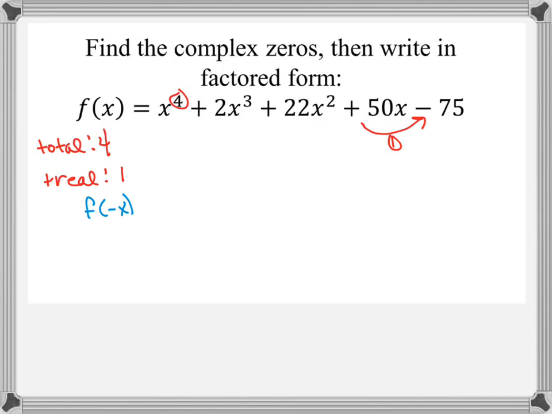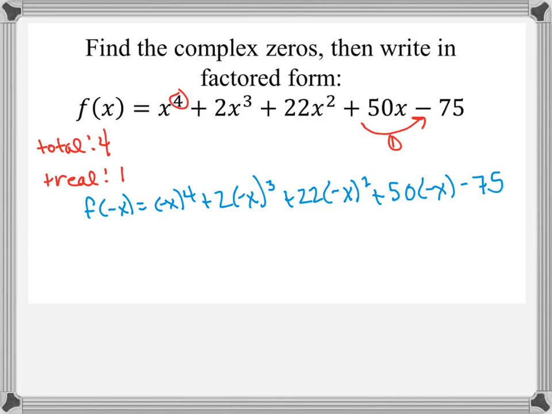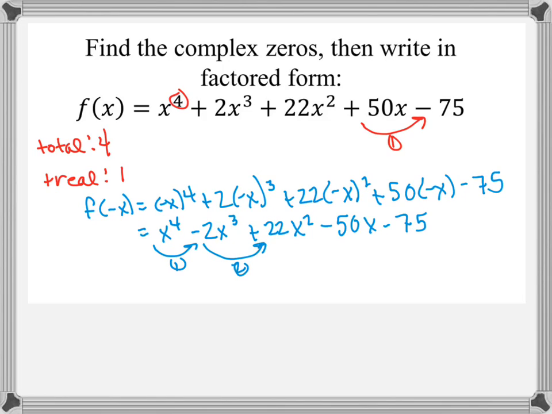Okay, finding f of negative x, substituting in negative x for x, and simplifying, we get x to the 4th minus 2x cubed plus 22x squared minus 50x minus 75. I have a sign change here, a second one here, and a third one here, and that's it for sign changes. So for negative real zeros, I have either 3, or subtracting 2 from that, I get 1.